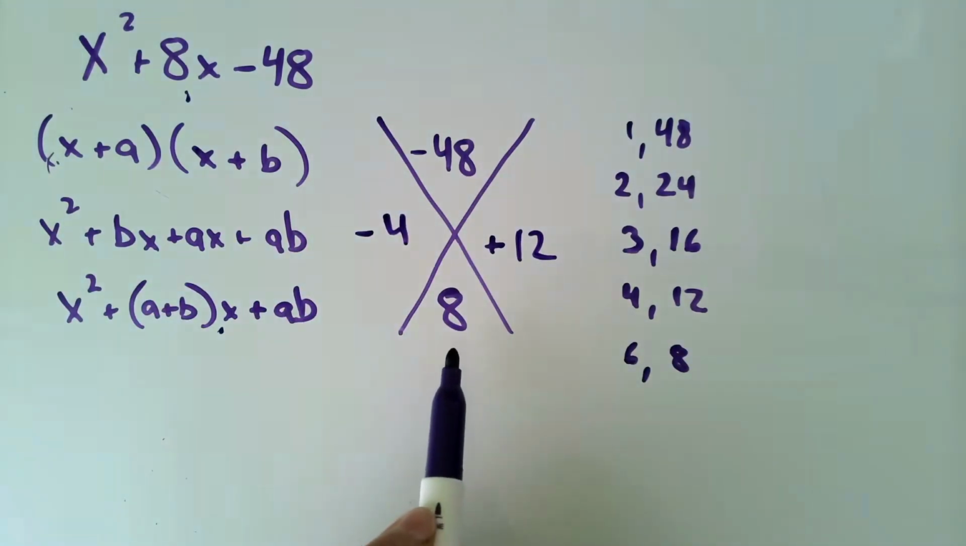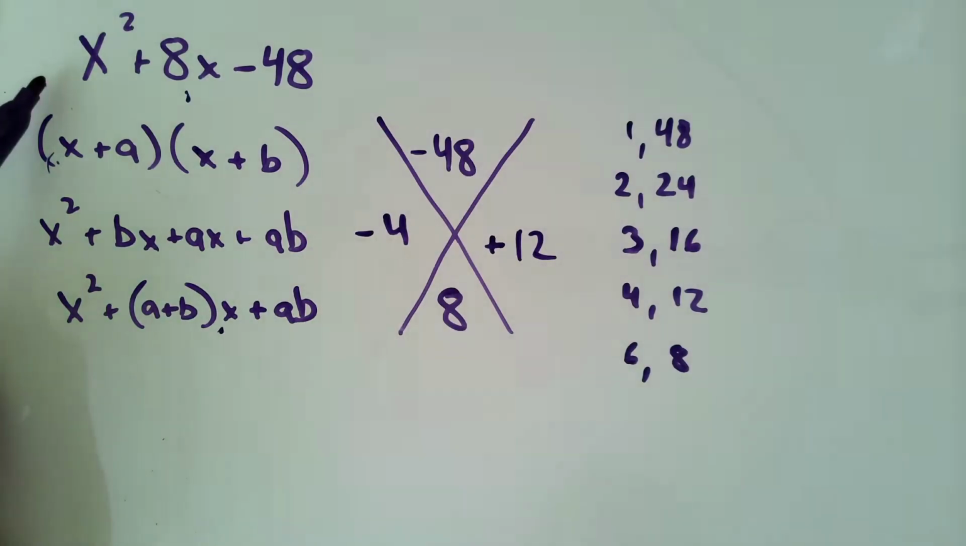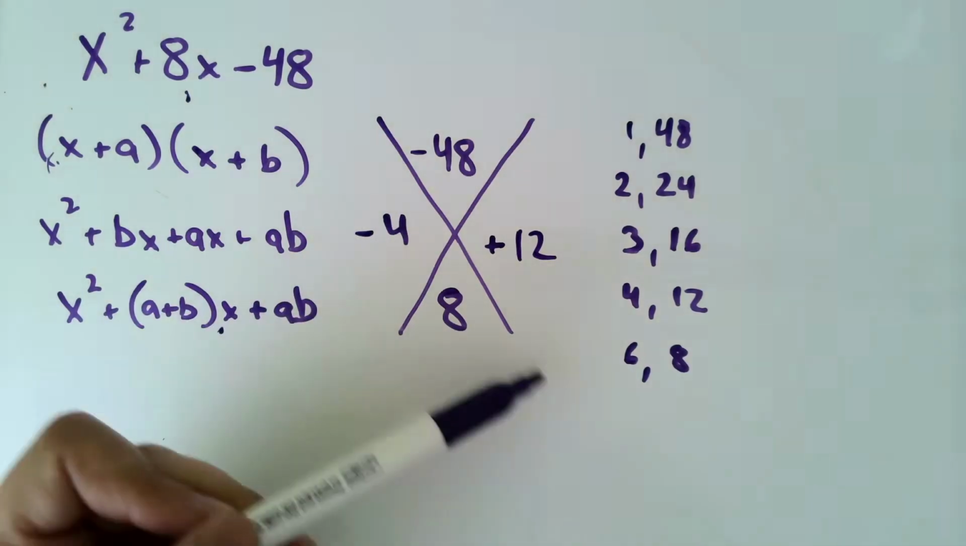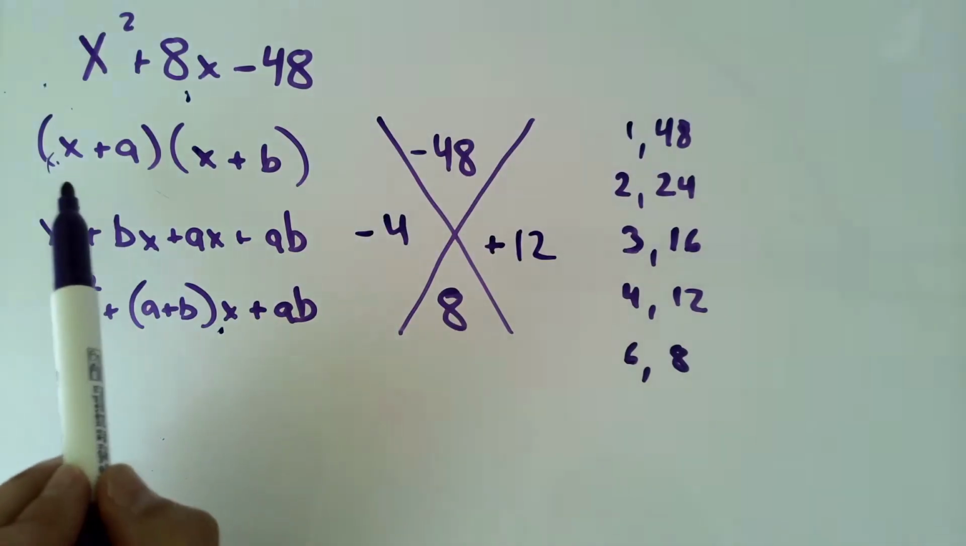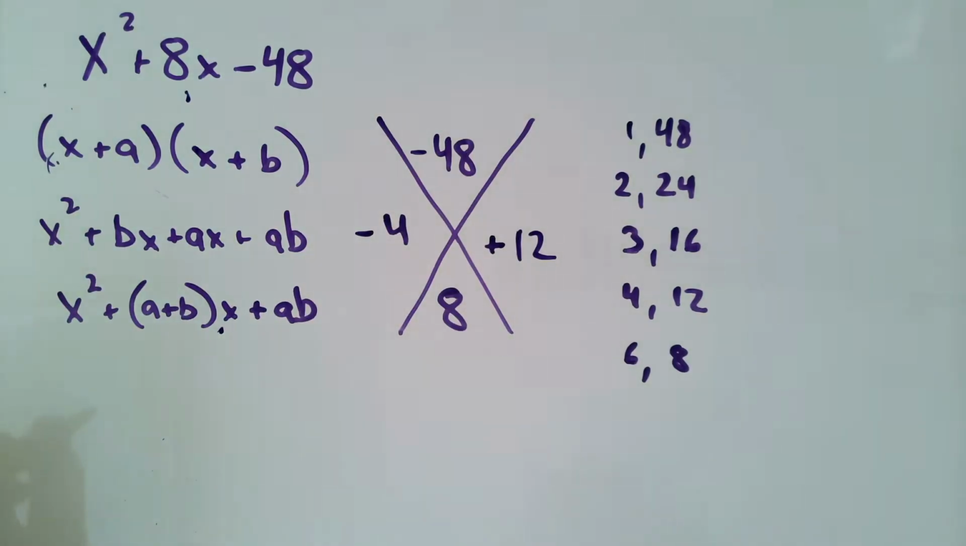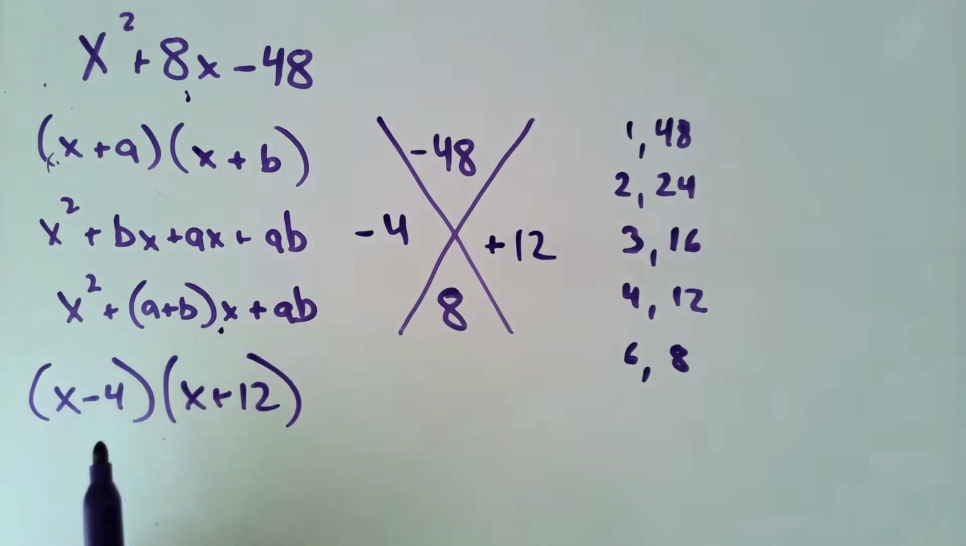If this 8 were negative, then I would need my negative to overpower, so I would flip those two. Now, because my x had no coefficient, when I complete my x method here, that is my a and that is my b. So my final factors here are x minus 4 and x plus 12. And it doesn't matter which is a or b, they're interchangeable.